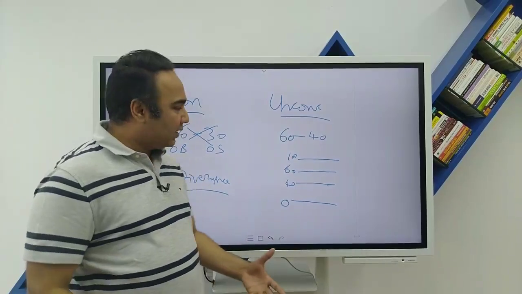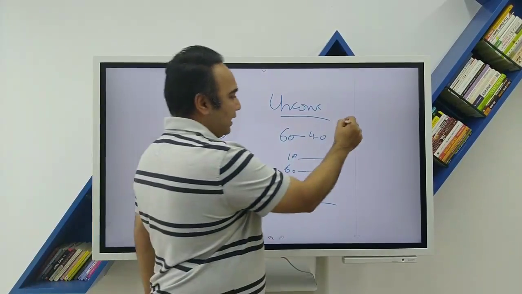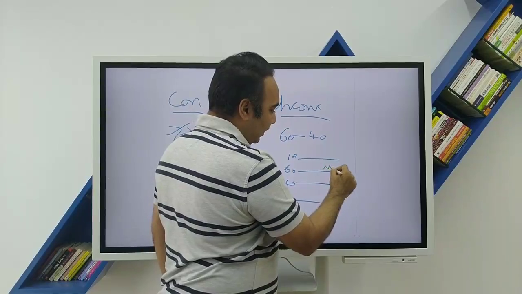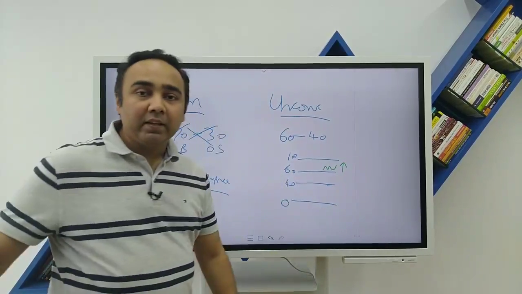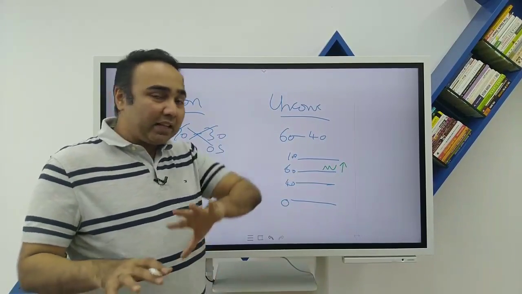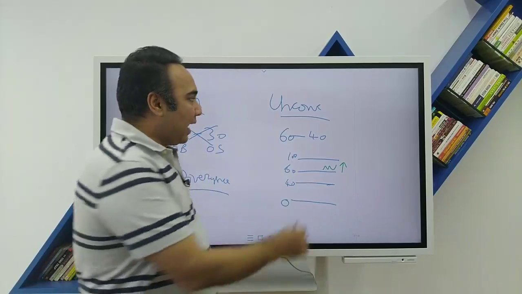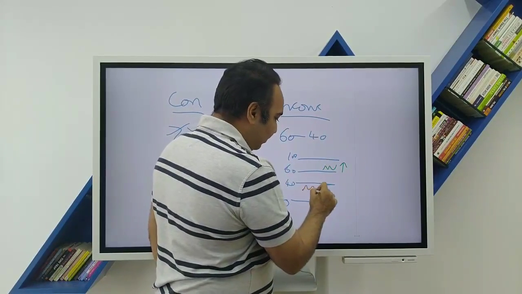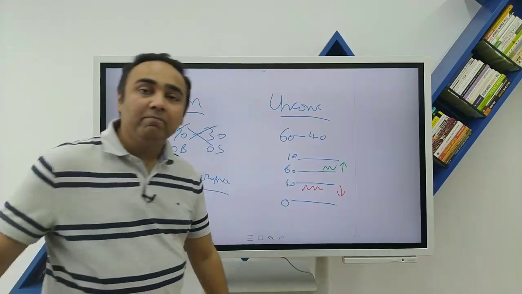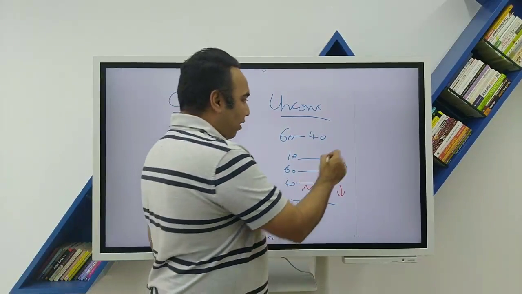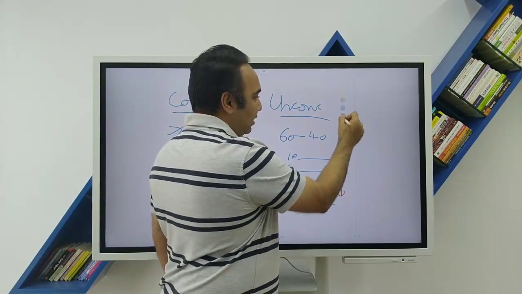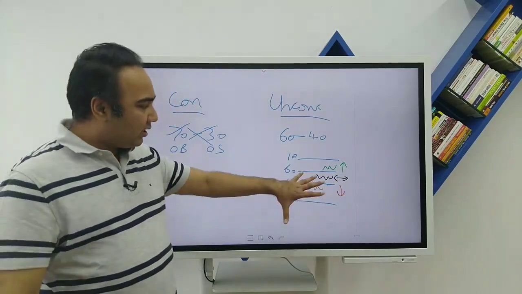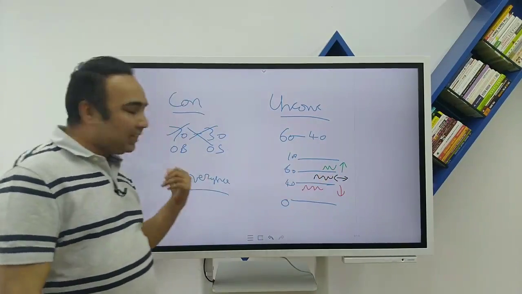If you are above 60, I will use the color green for an uptrend. So above 60 is an uptrend, and there is no overbought here. Below 40 is a downtrend, and between 40 and 60 I would say is a sideways trend. This is very different from the conventional one.